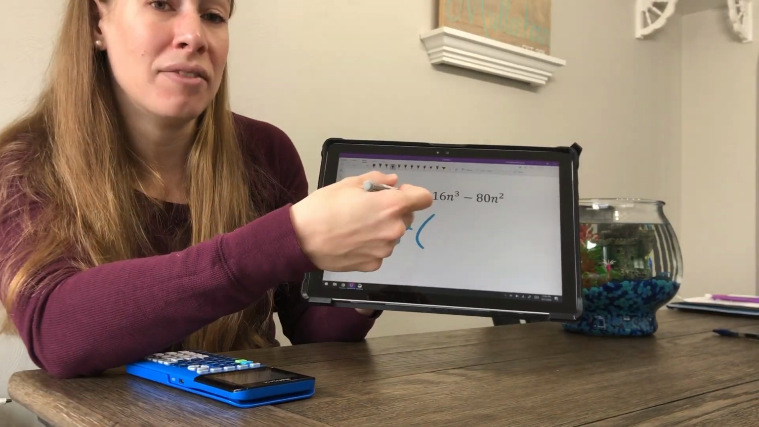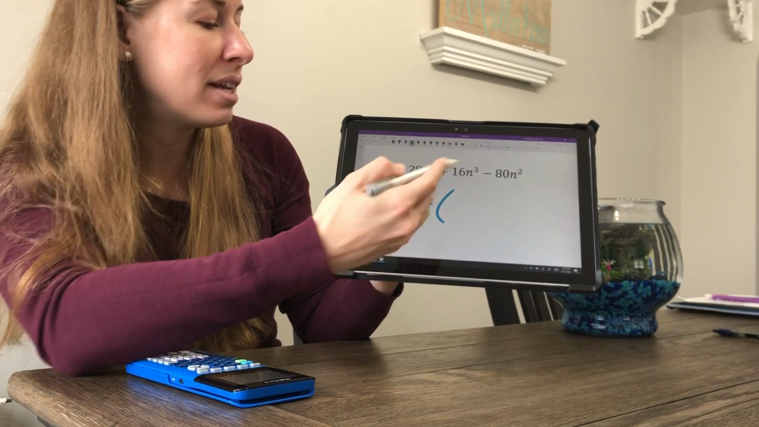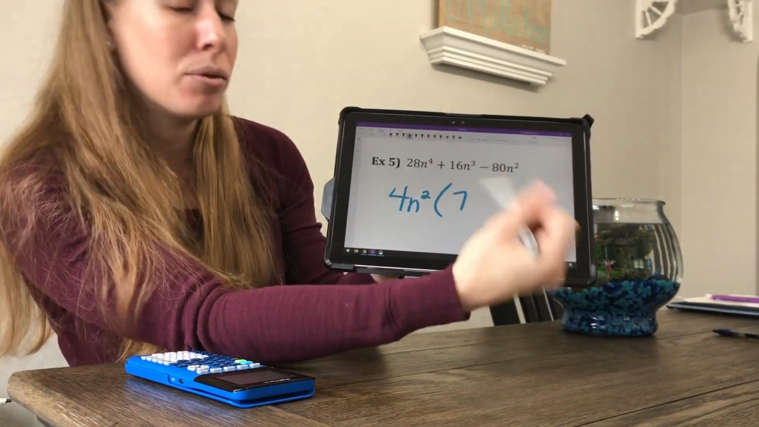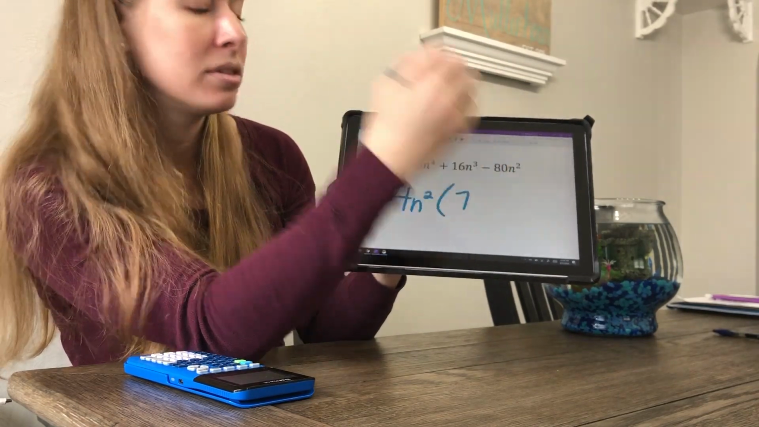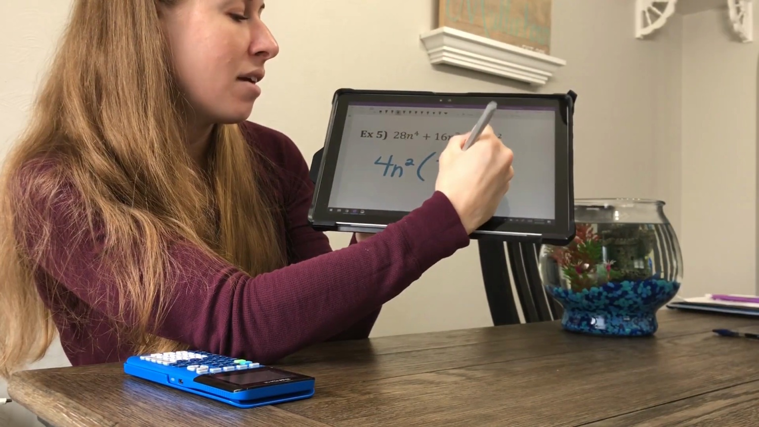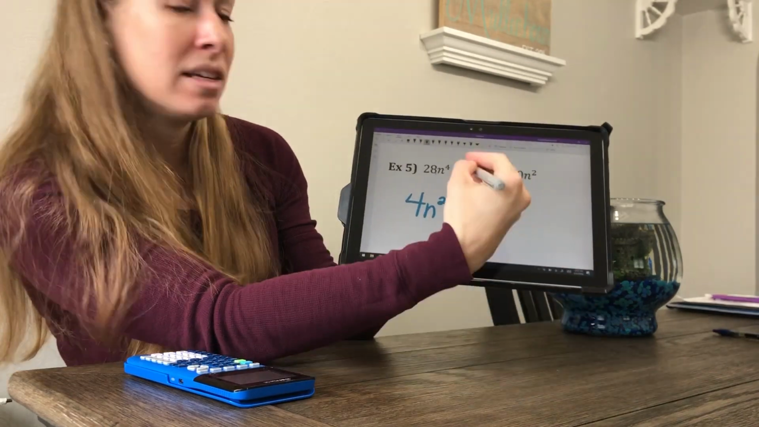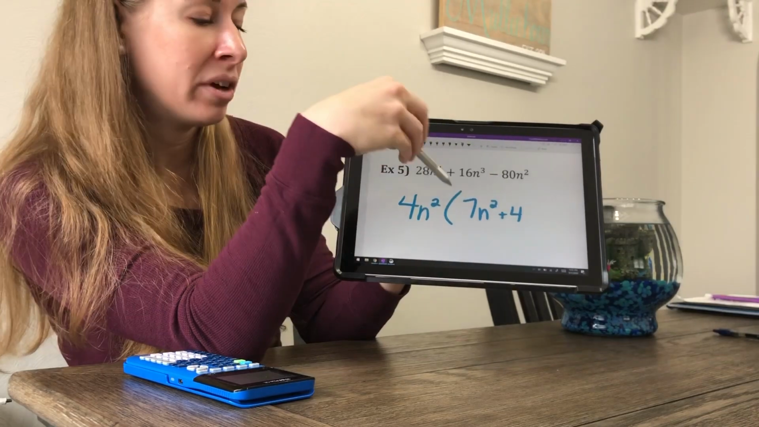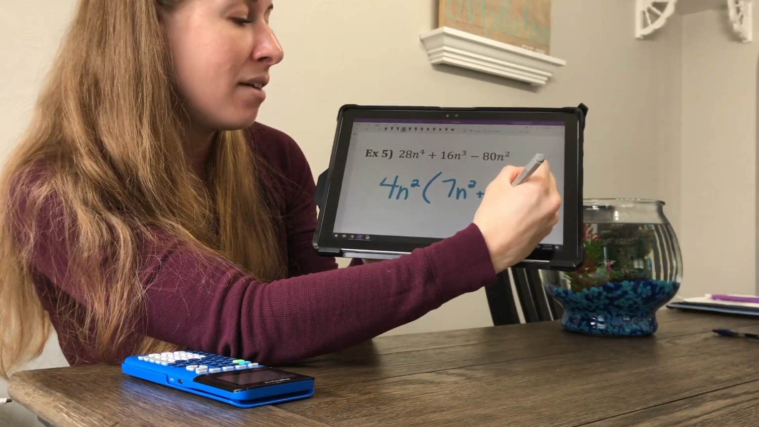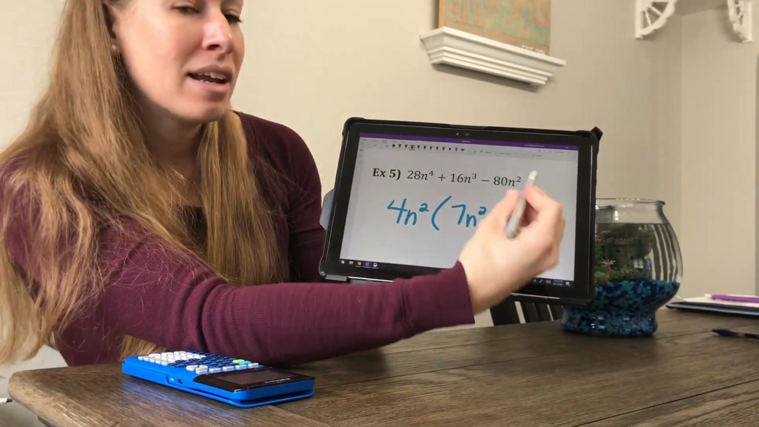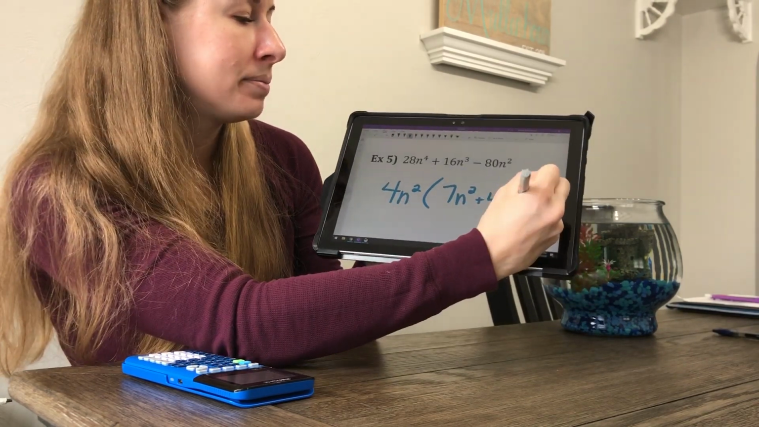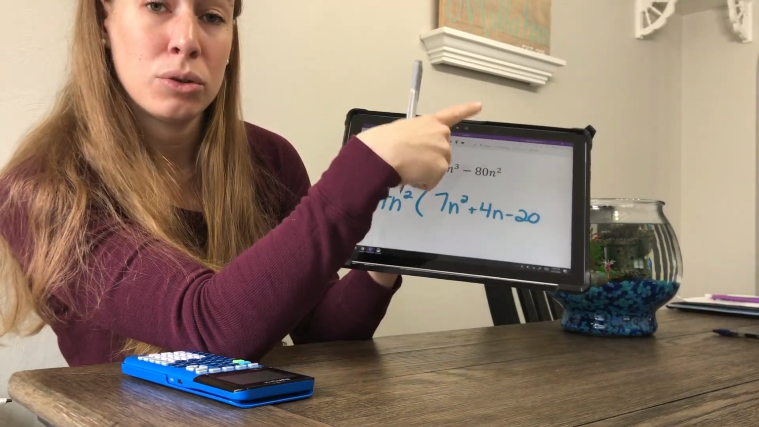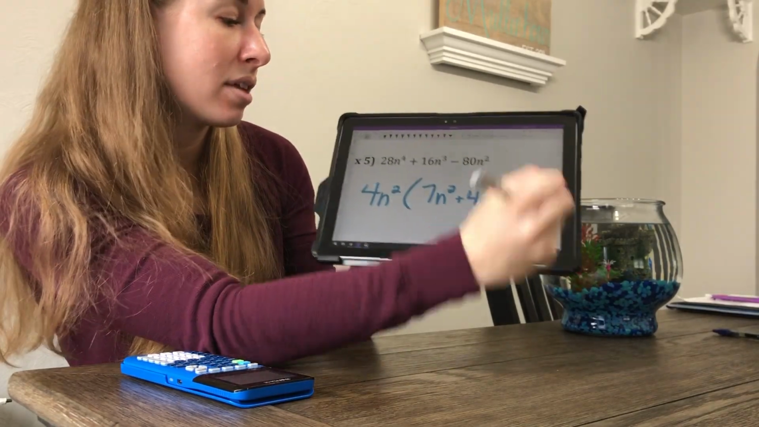Now you need to show what's left after you factor that out. Well, 28 divided by 4 is 7. N to the 4th, if you were to divide n squared out, you're taking 2 of those n's away, you're left with n squared. 16 divided by 4 is 4. N cubed, well, you're taking 2 of those n's out, so you only have 1 left. And then minus 80n squared, 80 divided by 4 is 20. And then n squared, you're factoring out the n squared part, so that's all that's left.